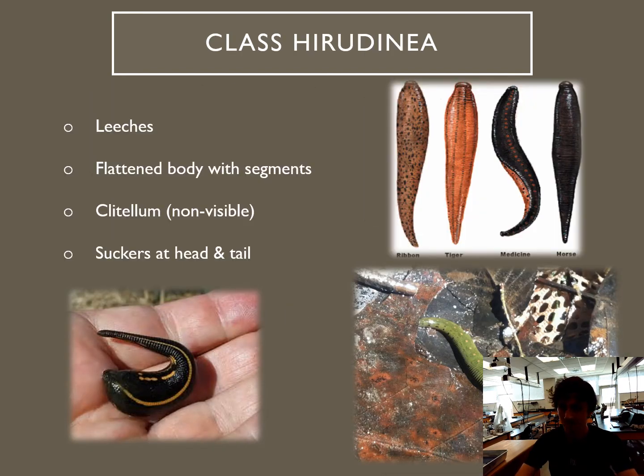So this is the class HIRUDINEA. These are the leeches. There's roughly 680 described species, and most of which are found entirely in freshwater habitats. In fact, I believe 90%, 99% of them are found in freshwater habitats. And so of those roughly 700 species, almost 500 of them, or 520 some of them, are parasitic, and the remaining 200 are predatory.